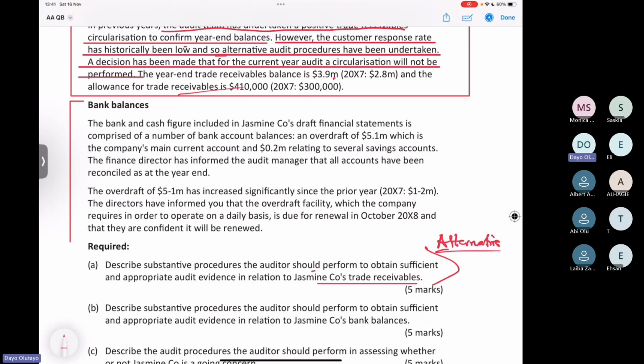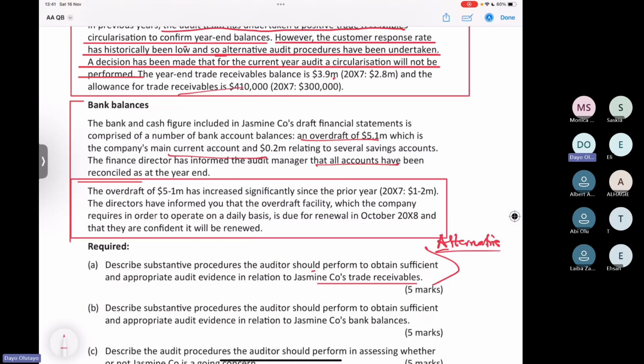So the bank and cash figure included in Jasmin financial statement is comprised of a number of bank account balances: overdraft 5.1, current account 0.2, relating to several accounts. The finance director has informed the audit manager that all accounts have been reconciled. The overdraft has increased significantly since. Okay, this is not necessary. It's talking about going concern. Here is about cash and bank.